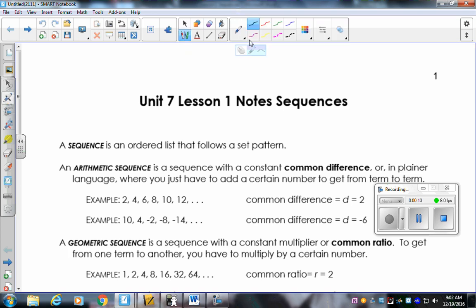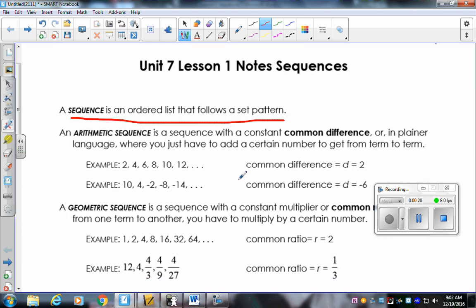Okay, so a sequence is pretty much just an ordered list that follows a set pattern. So if we're talking about a sequence of numbers, it's something that has a pattern. There are 2 different types we're going to talk about, arithmetic and geometric, and the difference is how you get from one number to the next.